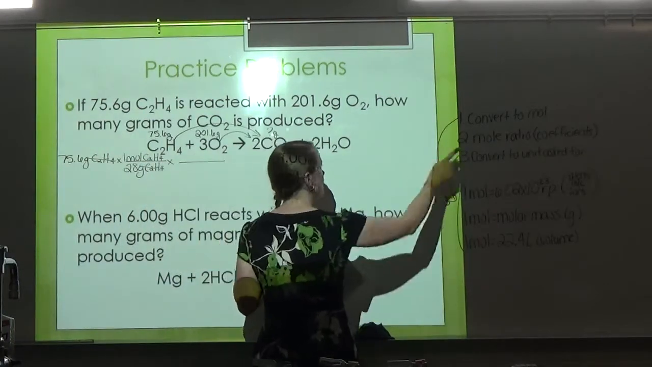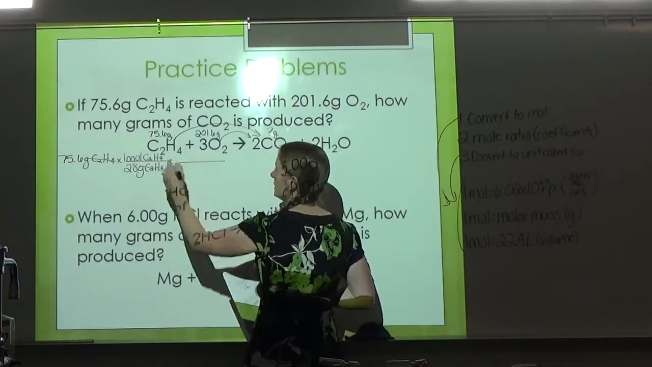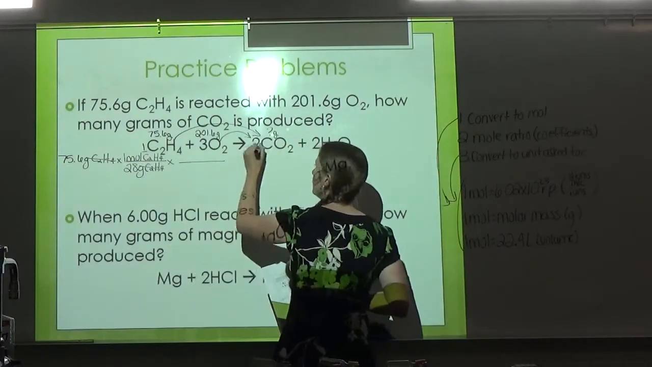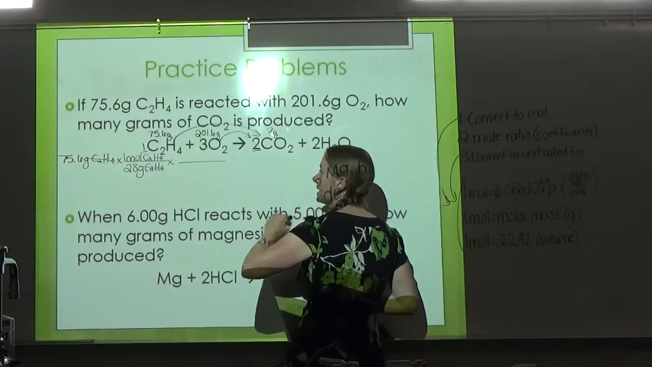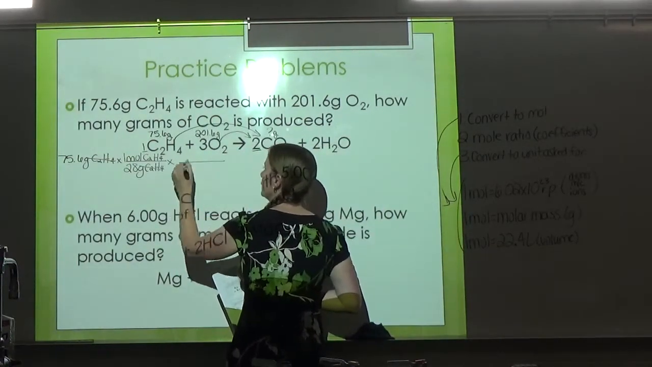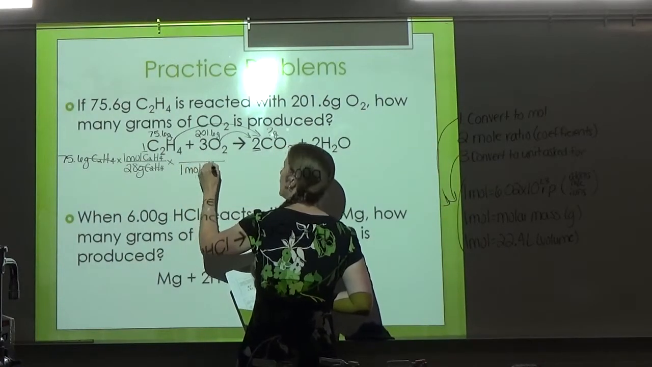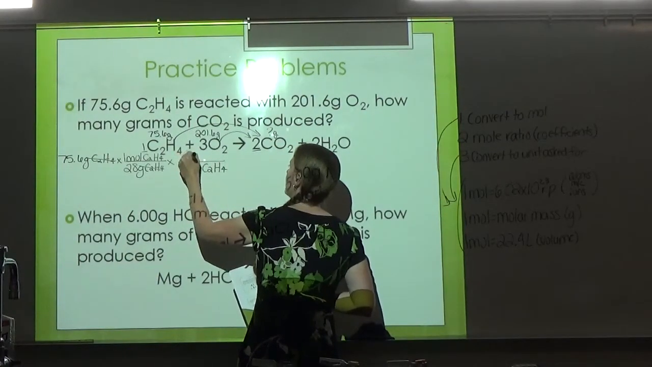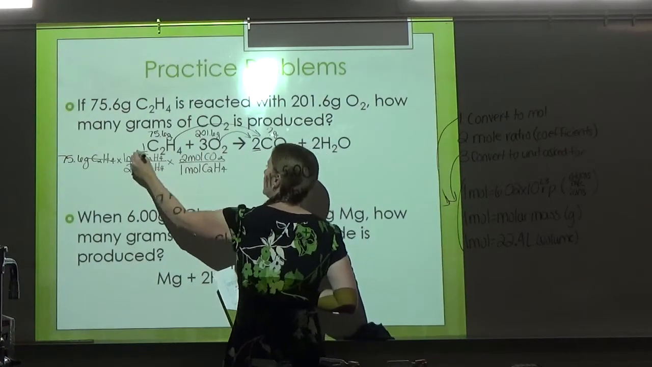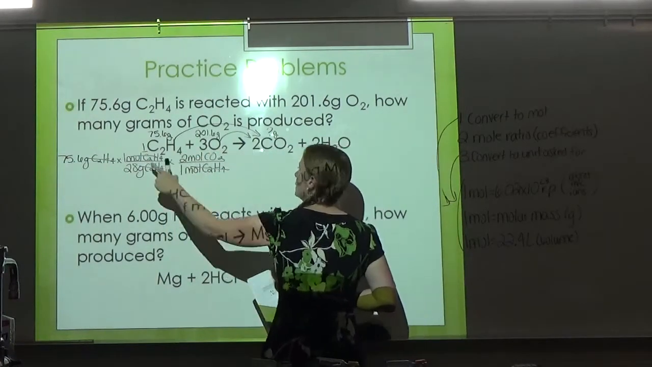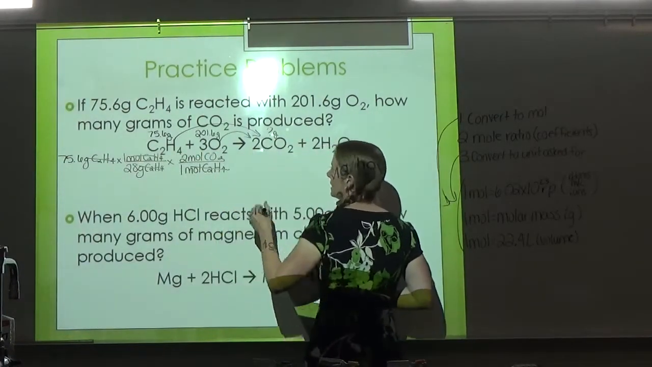So next step is mole ratio using coefficients. I can see that 1 mole of C2H4 makes 2 moles of carbon dioxide. I'll put the 1 mole of C2H4 on bottom so I can follow the golden rule, and the 2 moles of carbon dioxide on top. So you can see that now I have officially switched over to carbon dioxide.